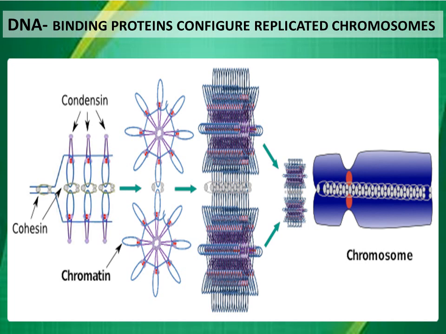The cohesins and condensins are structurally related and they work together to help configure the replicated chromosomes for mitosis. Cohesins tie two adjacent sister chromatids together. Condensins coil up single DNA molecules in the process of chromosome condensation.